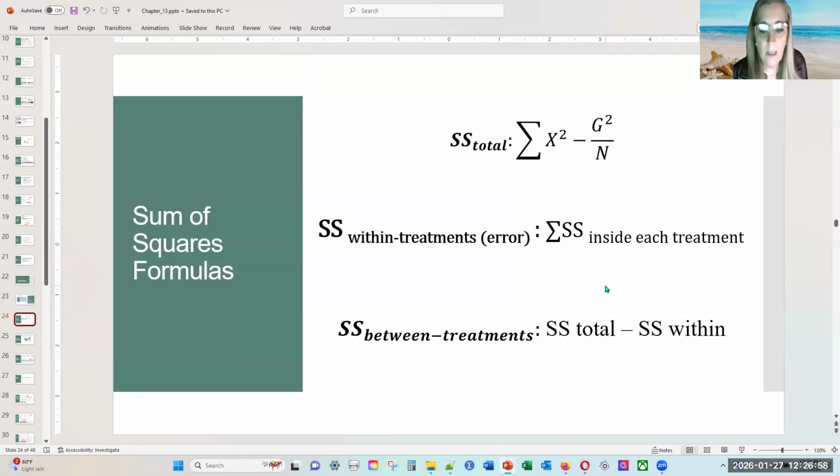All right, sum of squares formulas. I'm sure you were really looking forward to this. For sum of squares total, we have each score squared and then added up, minus the grand total squared divided by n. For the sum of squares within treatments, which is error, it's the sum of squares for inside each treatment added up. Then the sum of squares between treatments is the sum of squares total minus the sum of squares within. So that makes it easier, right? You only have to calculate within and total, really.